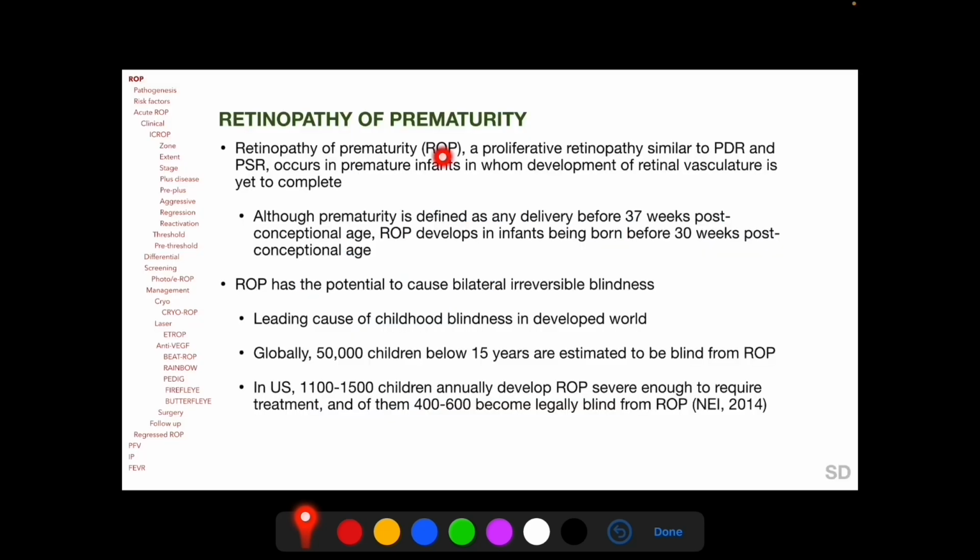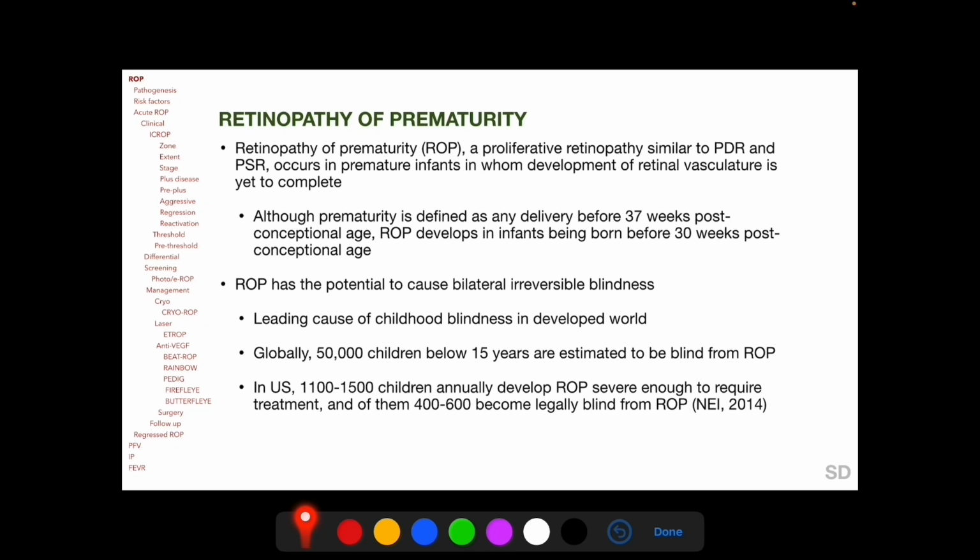Retinopathy of prematurity, or ROP, is a proliferative retinopathy similar to proliferative diabetic retinopathy and proliferative sickle retinopathy, which occurs in premature infants in whom development of retinal vasculature is yet to complete. And we must note that although prematurity is defined as any delivery before 37 weeks post-conceptional age, ROP usually develops in infants born before 30 weeks post-conceptional age. Post-conceptional age or post-menstrual age is the time elapsed after the last menstrual period.